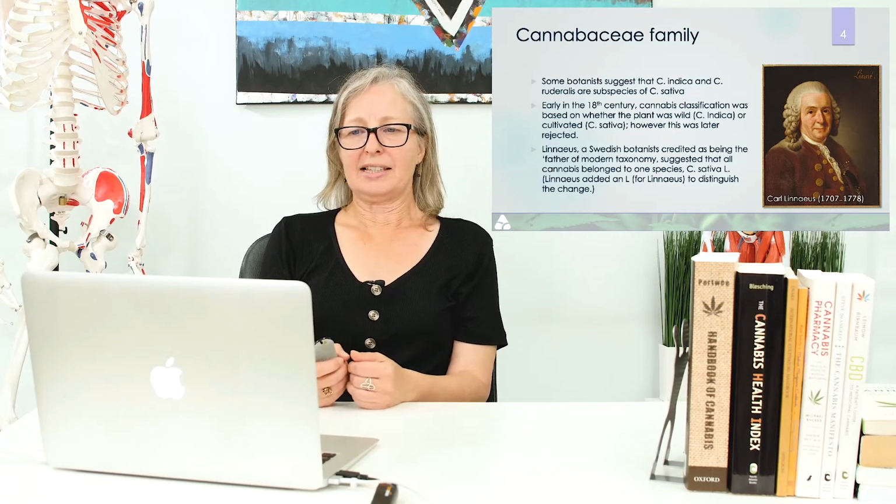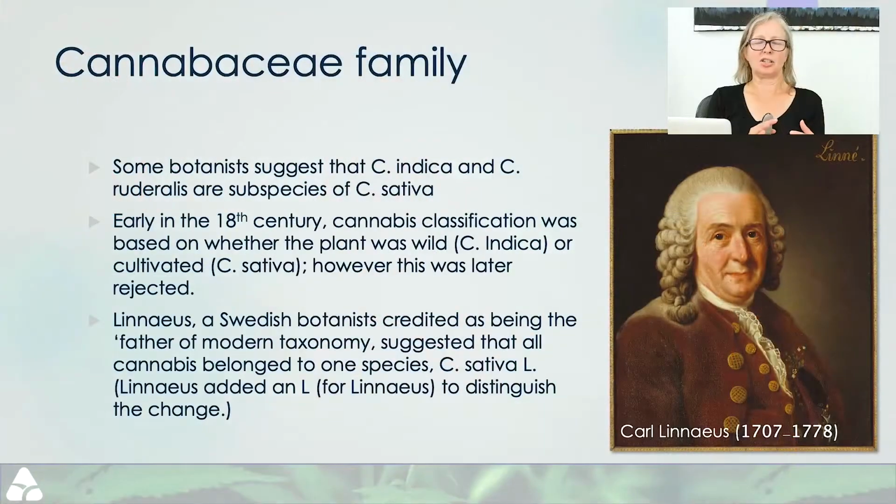Early in the 18th century, cannabis classification was based on whether the plant was wild or cultivated. And so in early classification, Cannabis indica was considered the wild plant, and the cultivated plant was called Cannabis sativa. However, that kind of classification was rejected.